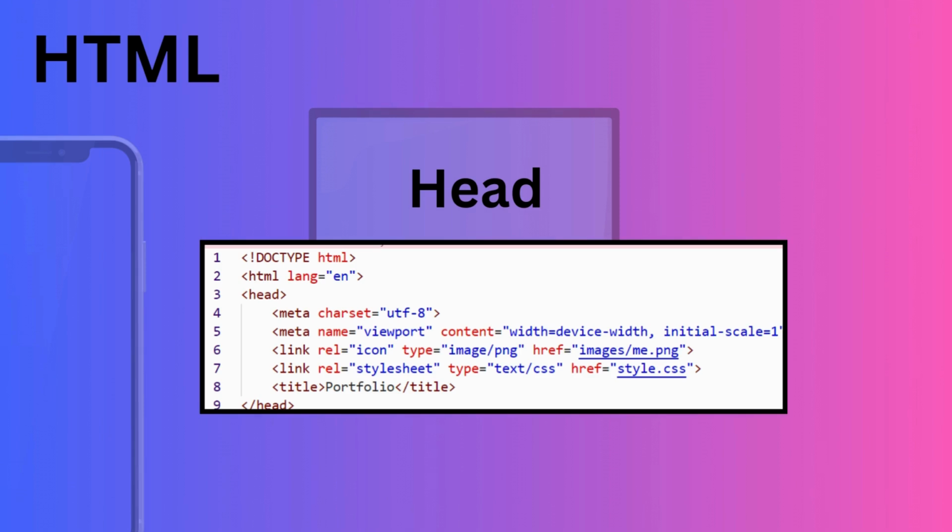After that, I am adding a title, which will be Portfolio. Okay, so the title will be Portfolio. So this was a simple head section. Now let's move on to the body section.